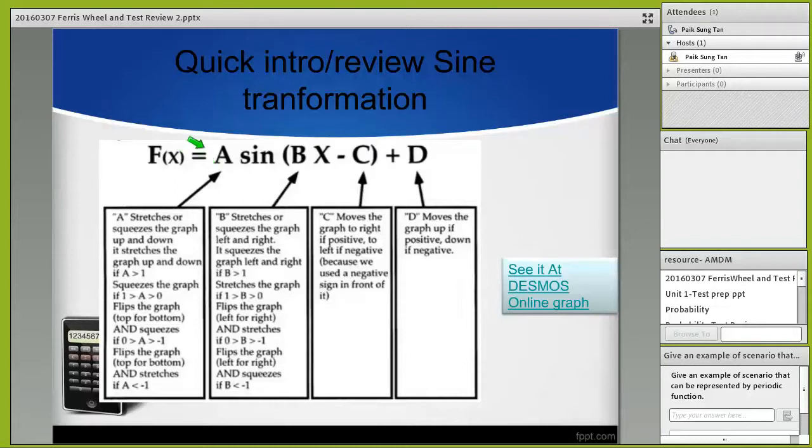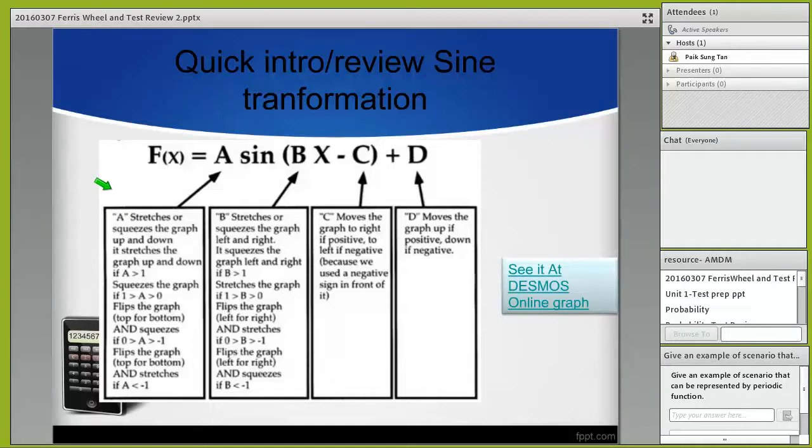There are 4 parameters that you can change. The first parameter is the number, called the coefficient of the sine function, a number in front of the sine function. That number stretches or squeezes the graph up and down.